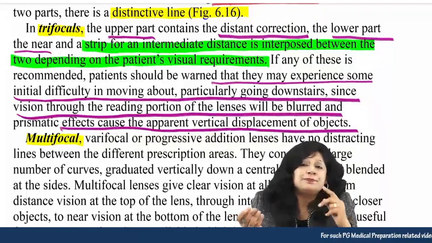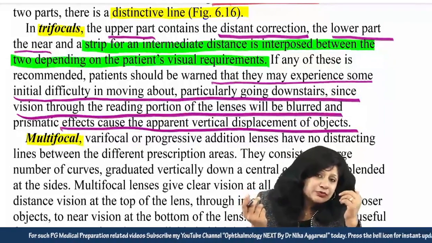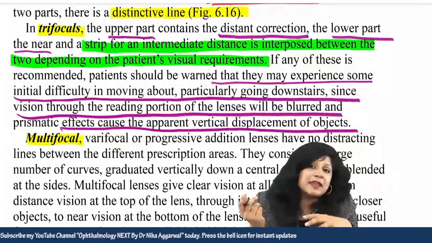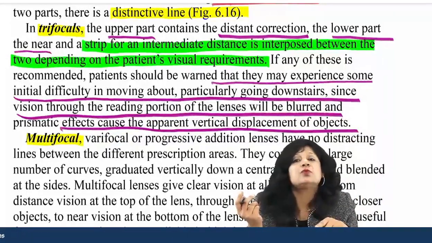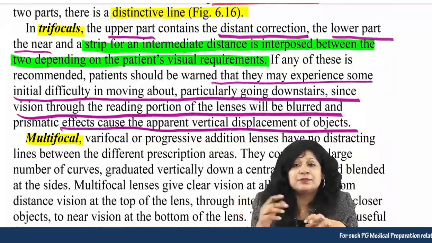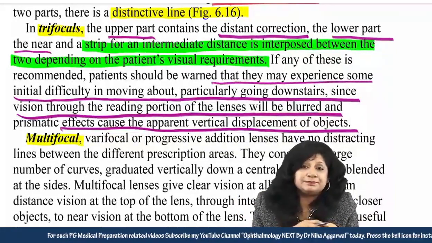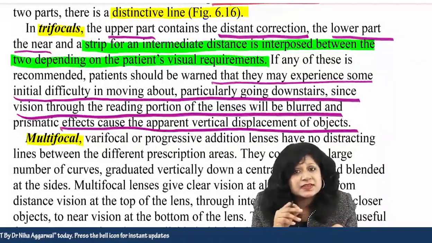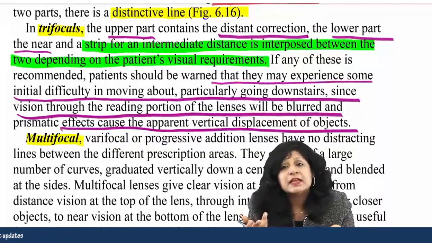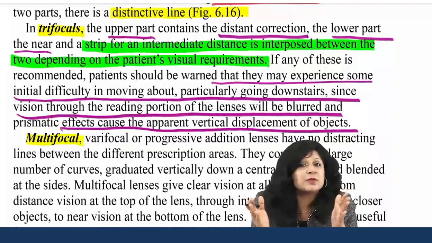Moreover, whenever they are seeing a distant object, they are looking through the periphery. When they are looking through the periphery, the prismatic effects are even more, and these prismatic effects are bound to cause even more aberrations. So it's not a surprising fact that you give a person a bifocal or a trifocal, and instead of being happy, he or she comes with a lot of problems. So you have to keep patience, and you have to ask the patient also to keep patience, and it will take a couple of weeks at least before the patient becomes comfortable.